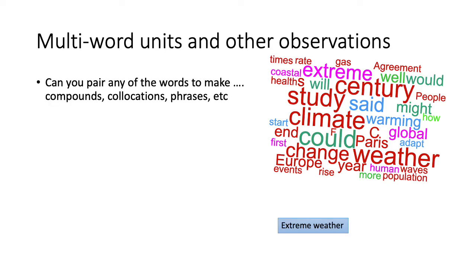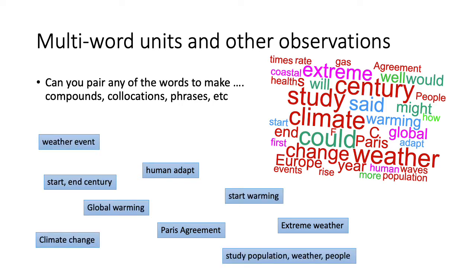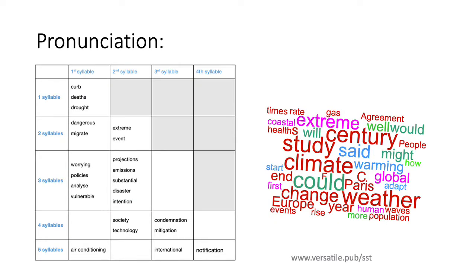We can ask the students if they can find any likely word pairings from the word cloud, such as any of these. And we can also use the word cloud for pronunciation. We can ask the students to copy words from the word cloud into a syllable stress table, which will focus their attention on the pronunciation of the keywords that they will be working with. For more information and examples of syllable stress tables, see the website/SST.